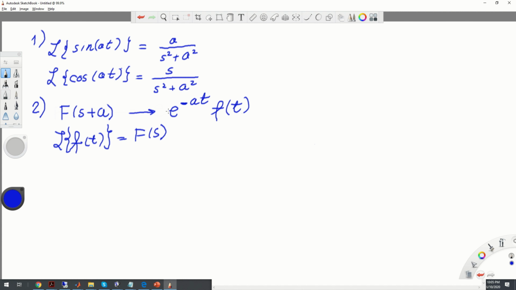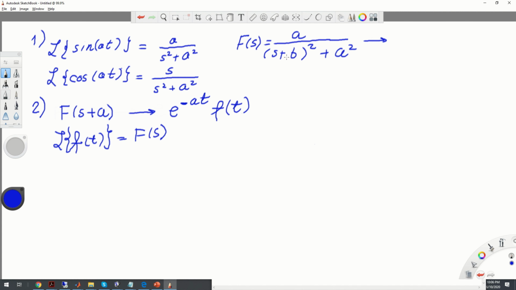This term e to the minus at is a famous term that appears in solutions of ordinary differential equations. Now, let's see what happens here. If we would have, let's say, a over s plus some b, squared, plus a squared in the complex domain, what is this in the time domain?